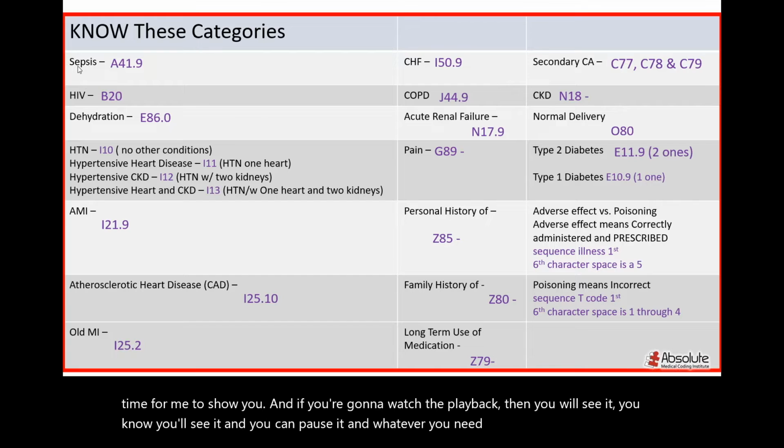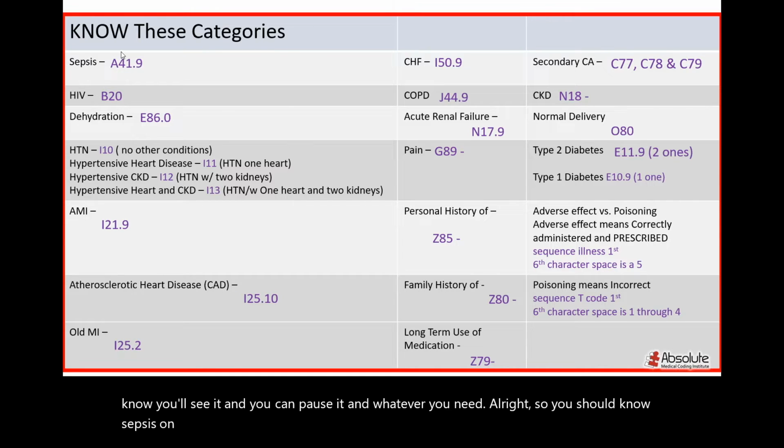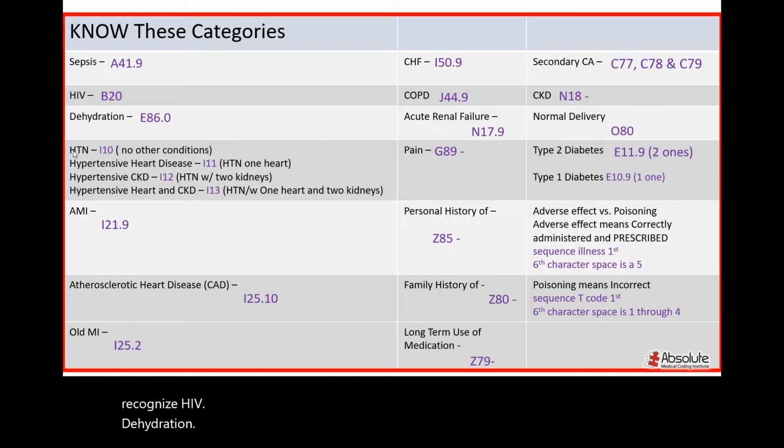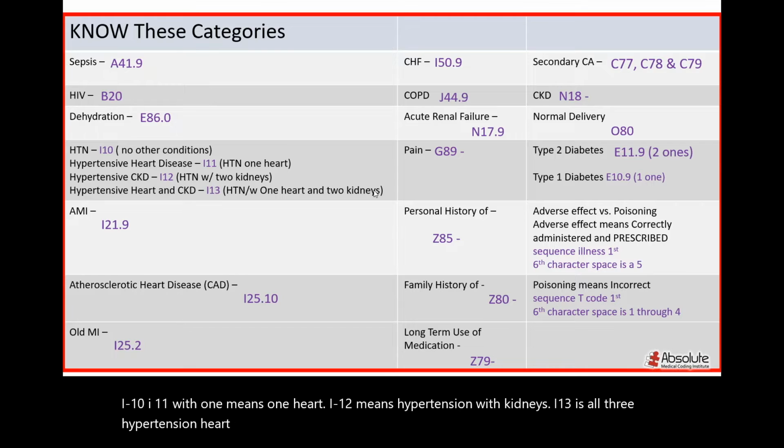All right. So you should know sepsis on sight. You should see this diagnosis code and recognize that it is sepsis. You should recognize HIV, dehydration, hypertension, I10. I11 with one means one, heart. I12 means hypertension with kidneys. I13 is all three: hypertension, heart, and kidneys. It's all three, hypertensive heart and kidney disease. You should know that on sight.